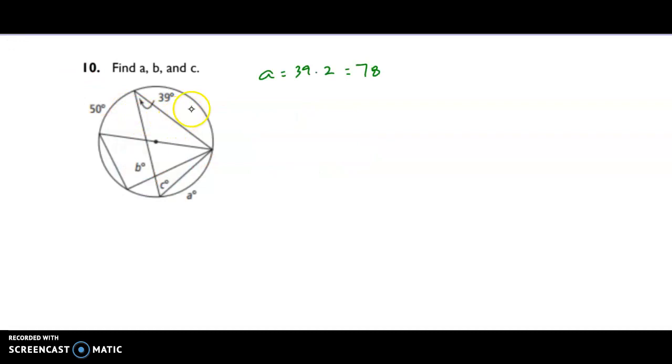And number 10, I started this for you here. There's a lot that's possibly confusing, so I'm going to try to break this down. Intercepted arc A, from this point to this point, this is the inscribed angle here. It's 39 degrees. So A is going to be twice as much as that, so that's 78 degrees.